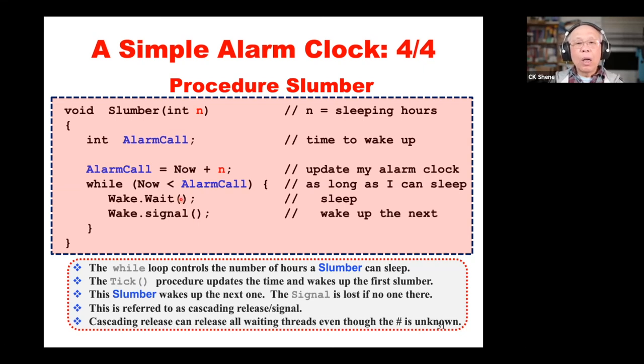We do not know how many processes or threads are waiting on a condition variable. We just wake up the first one, release the first one, allowing the first one to release the second one, release the third one, and so on. Now, did you notice? The signal function is the last statement to be executed in this slumber procedure. So please pause for a while. Hopefully you understand this cascading release pattern, how the first one releases the second one, releases the third one, and so on. Always keep this in mind.